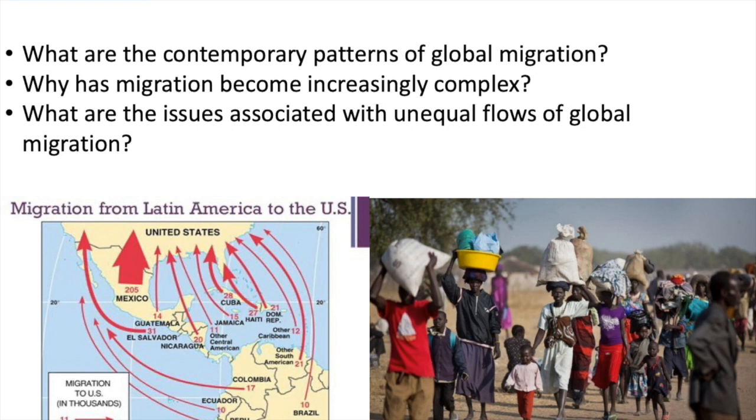Global migration is where we look at what are the factors that cause people to move and how have these changed over time. We then look at the case studies of the USA, Brazil and Laos to apply the theory to examples.